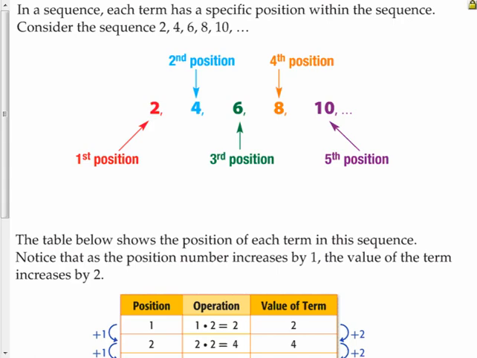And the way we do that is we go back to this idea of term numbers. For example, in the sequence 2, 4, 6, 8, 10, the 2 is term number 1. The 4 is term number 2 because it's in the second position. The third position is 6. The fourth position is 8. And the fifth term is 10.